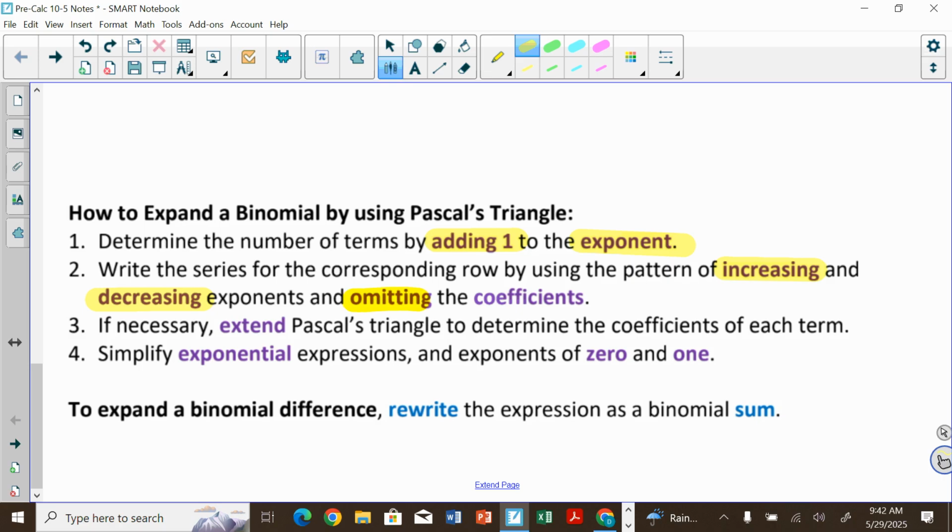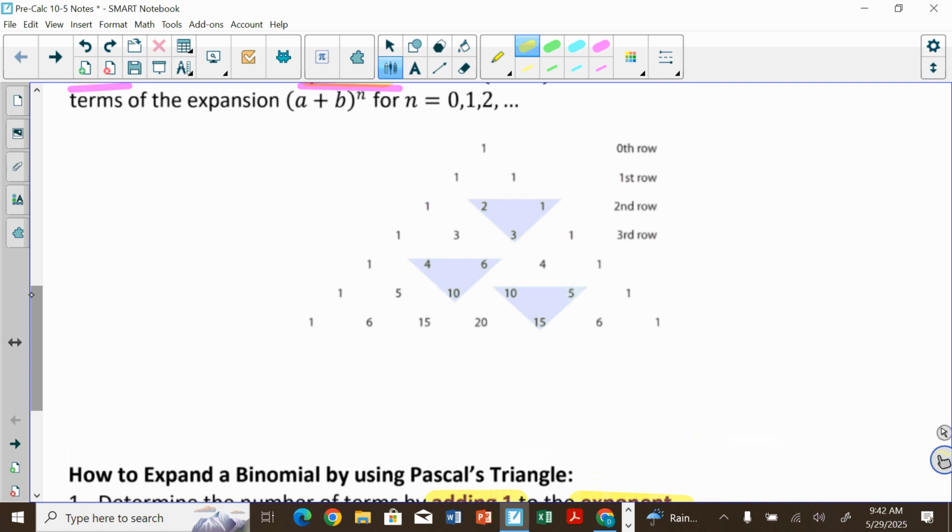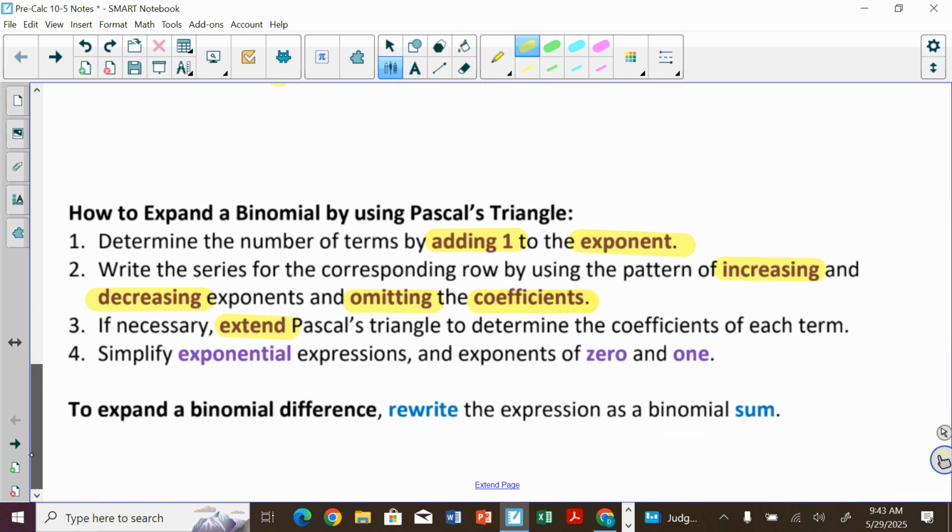And then we're going to omit the coefficients right away. We're not even going to use those right away. We can put in the coefficients later on. And then if necessary, we might have to extend Pascal's triangle to determine the coefficients of each term. If necessary, you can use this right here, because this is always going to be the case for Pascal's triangle, unless we get above 6 or 7 or 8 rows. But you can always use this for those first 6, and it'll help you out. Okay, so we'll refer to that triangle as we go along.